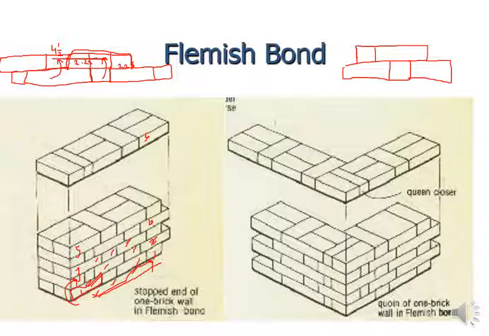Okay, so above the header should be stretcher, above the stretcher it should be header. Okay, exactly at the mid. That's what you have to ensure for the Flemish bond. Once it is ensured, then it will be very easy for you to understand the difference between the odd course and even course. Okay, so you have to keep that in your mind.